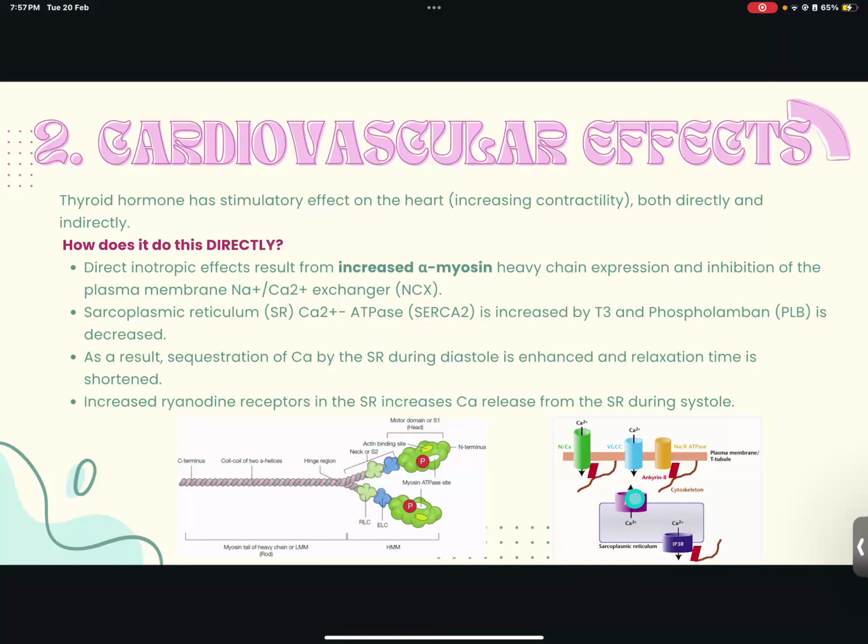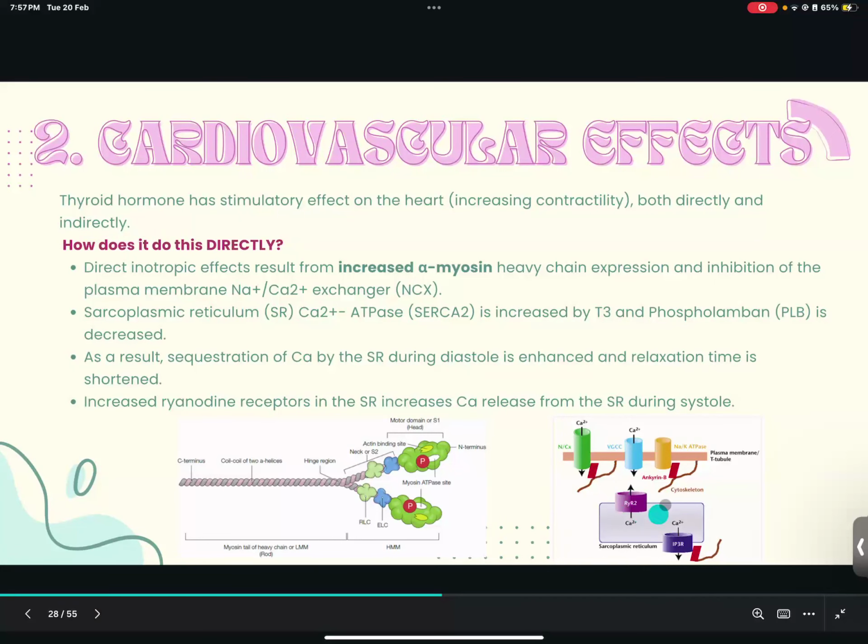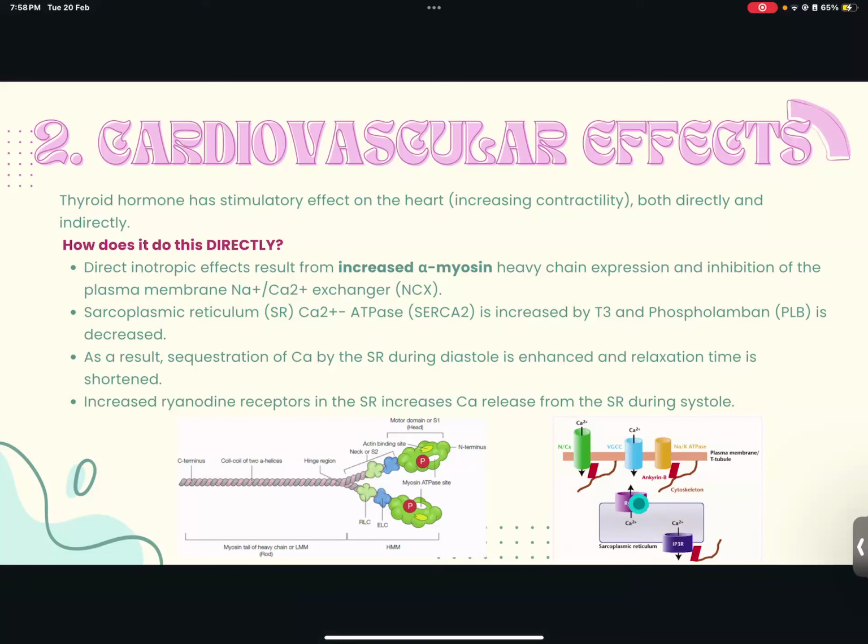the relaxation time. You're also going to have increased ryanodine receptors in the sarcoplasmic reticulum, which causes calcium to be released from the sarcoplasmic reticulum during systole. So all of this together allows an increased inotropic, chronotropic, and lusitropic effect on the heart.